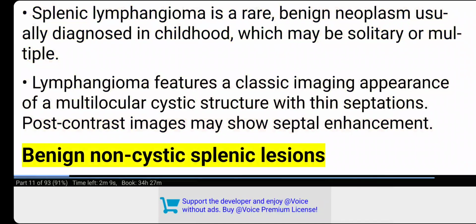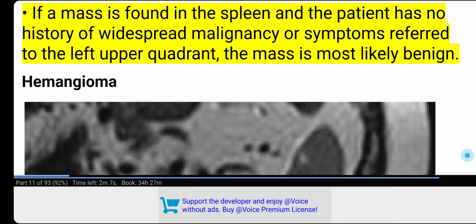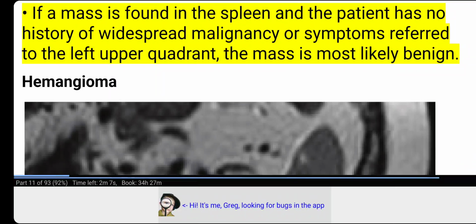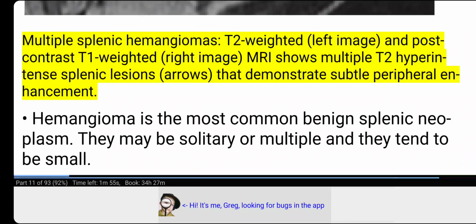Benign non-cystic splenic lesions. If a mass is found in the spleen and the patient has no history of widespread malignancy or symptoms referable to the left upper quadrant, the mass is most likely benign. Hemangioma. Multiple splenic hemangiomas. T2 weighted left image and post-contrast T1 weighted right image MRI shows multiple T2 hyperintense splenic lesions, arrows, that demonstrate subtle peripheral enhancement.